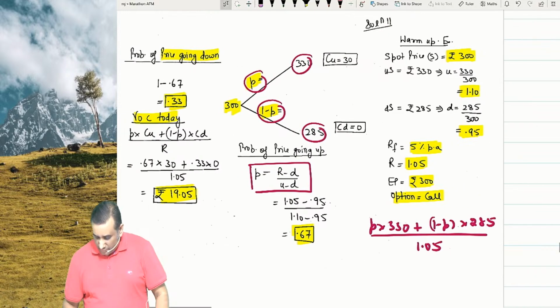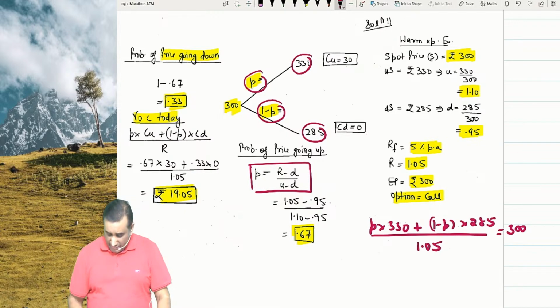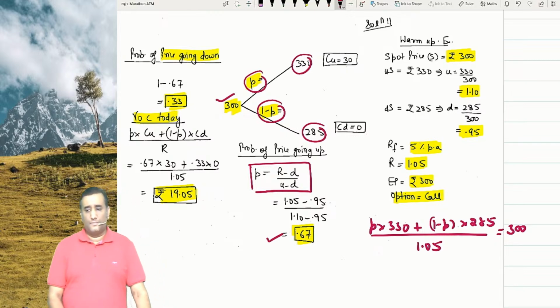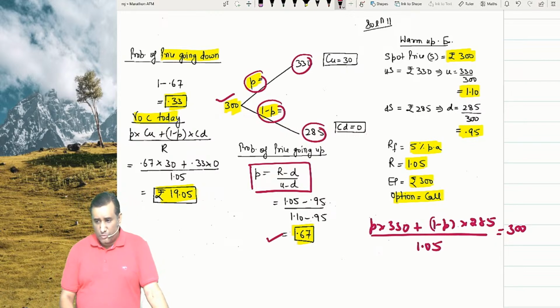It should be equal to what? 300. Try to solve it, anyone, you should get exactly the same number. Actually during the classes we do some derivation, and generally your institute uses this formula, so we use R minus D over U minus D. It's basically in the risk neutral world we try to equate this number with these two numbers and so on. To solve this, I think you should be getting exactly the same number.